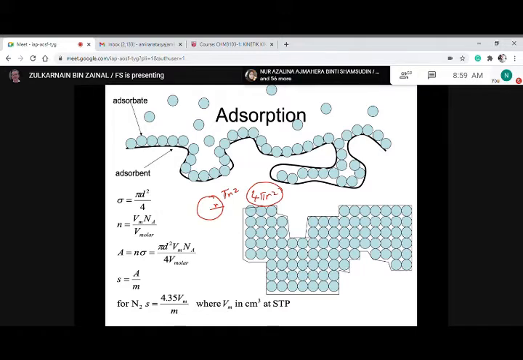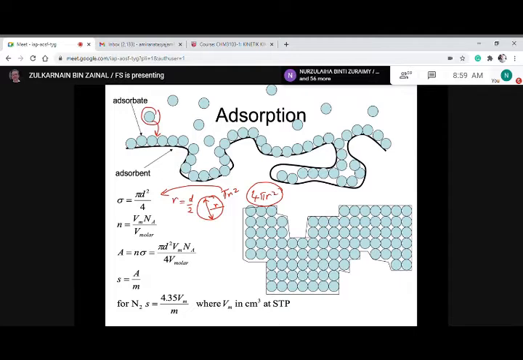So if you transform this, where r is d over 2, where d is the diameter of the sphere, then the cross-sectional area is pi d square over 4, right? So that is the cross-sectional area of each gas molecule that is adsorbed on the surface.